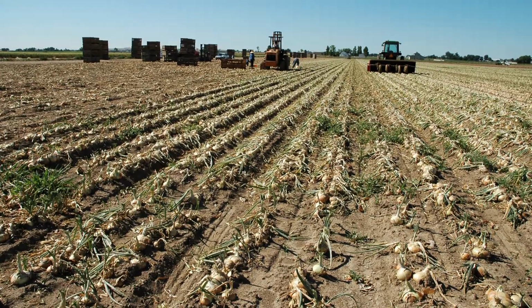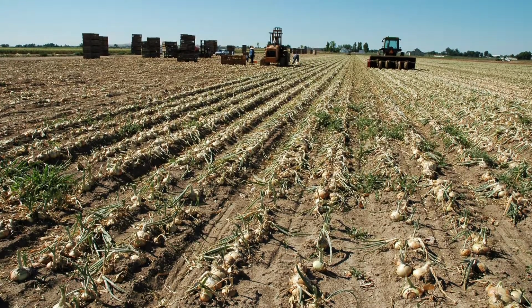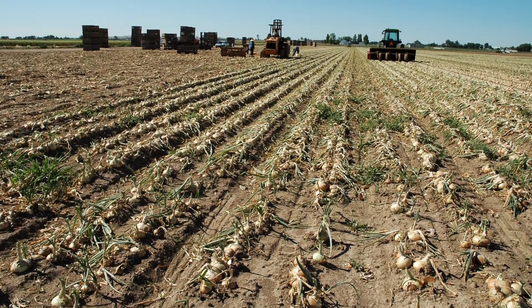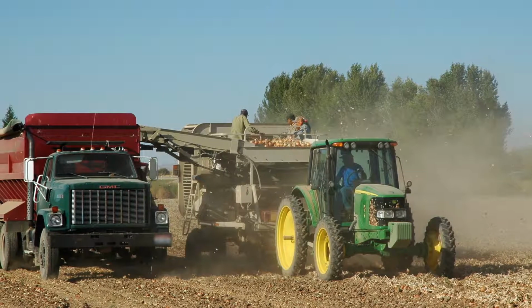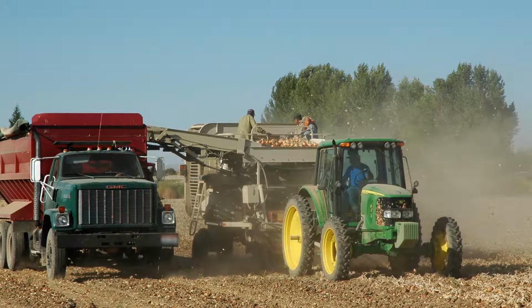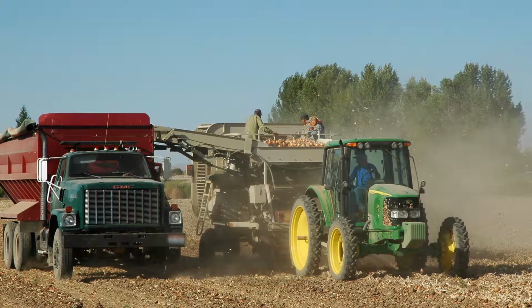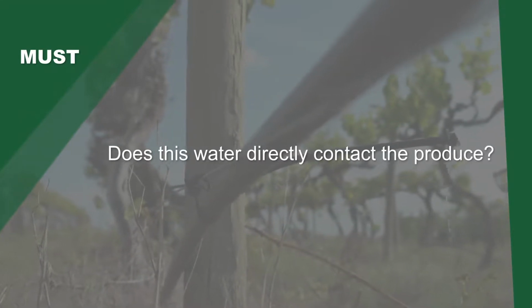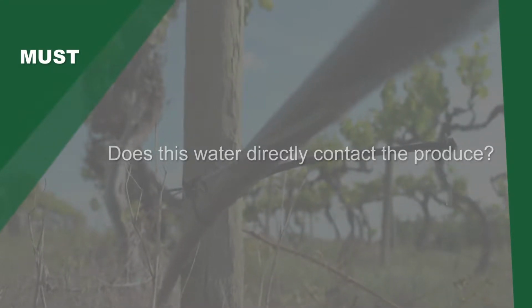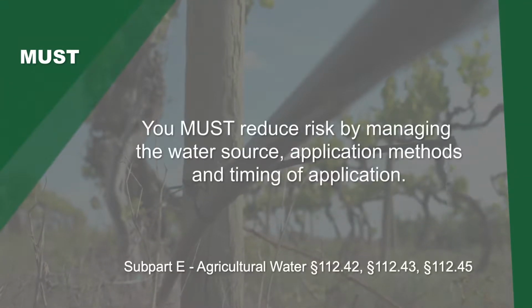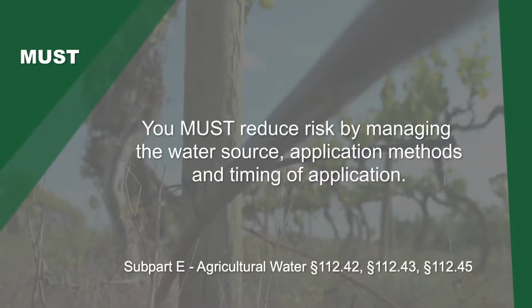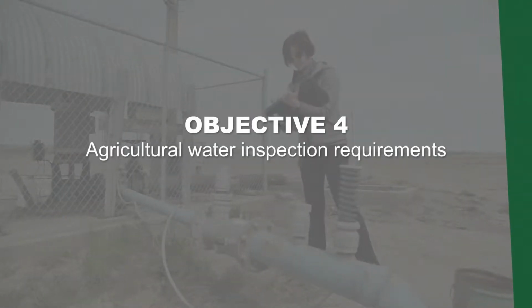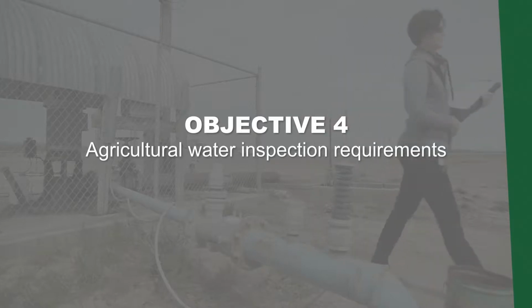Pathogen die-off is an example of this. Many environmental factors can influence pathogen die-off, including sunlight, temperature, and drying. More time between last water application and harvest is generally better for reducing pathogens on produce. It is important to always ask yourself, does this water directly contact the produce? If the answer is yes, then you must reduce risk by managing the water source, application methods, and timing of application.